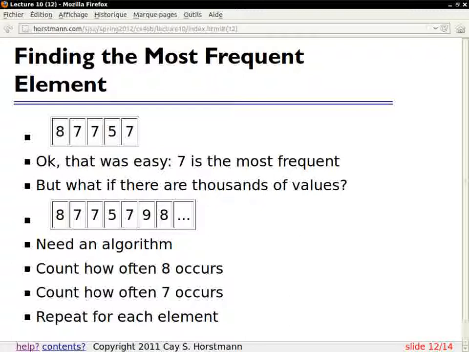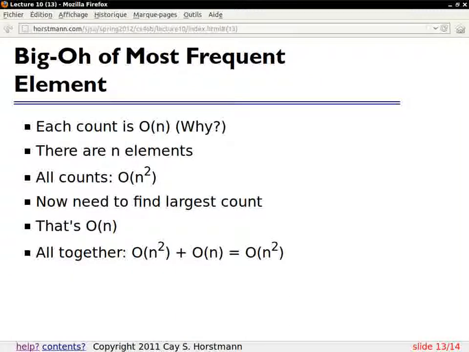And at this point, I have a second array of counts that says the 8 occurred 1,530 times, the 7 occurred 2,911 times, and so on. And then I go through that array of counts, and I find the maximum, which I already know how to do, and I know how long that takes. So, let's see how that goes.